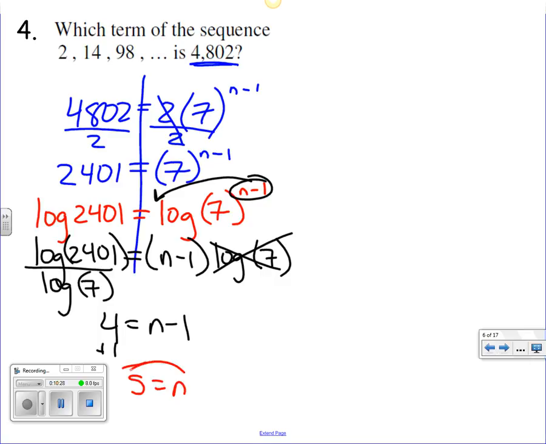5 equals n. So what does the 5 mean? It's the 5th term. Okay? All right, any questions on those two? All right, flip it over.